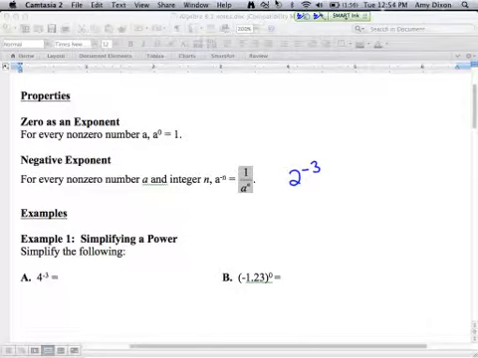Now this property helps us to get rid of negative exponents. Our goal with this property is to get rid of negative exponents. The whole goal. We can't have negative exponents, they're bad. So I'm going to show you how to get rid of them with this property. I want you to make 2 to the negative 3rd a fraction. How can I make that a fraction? Put it over 1, right? Okay.